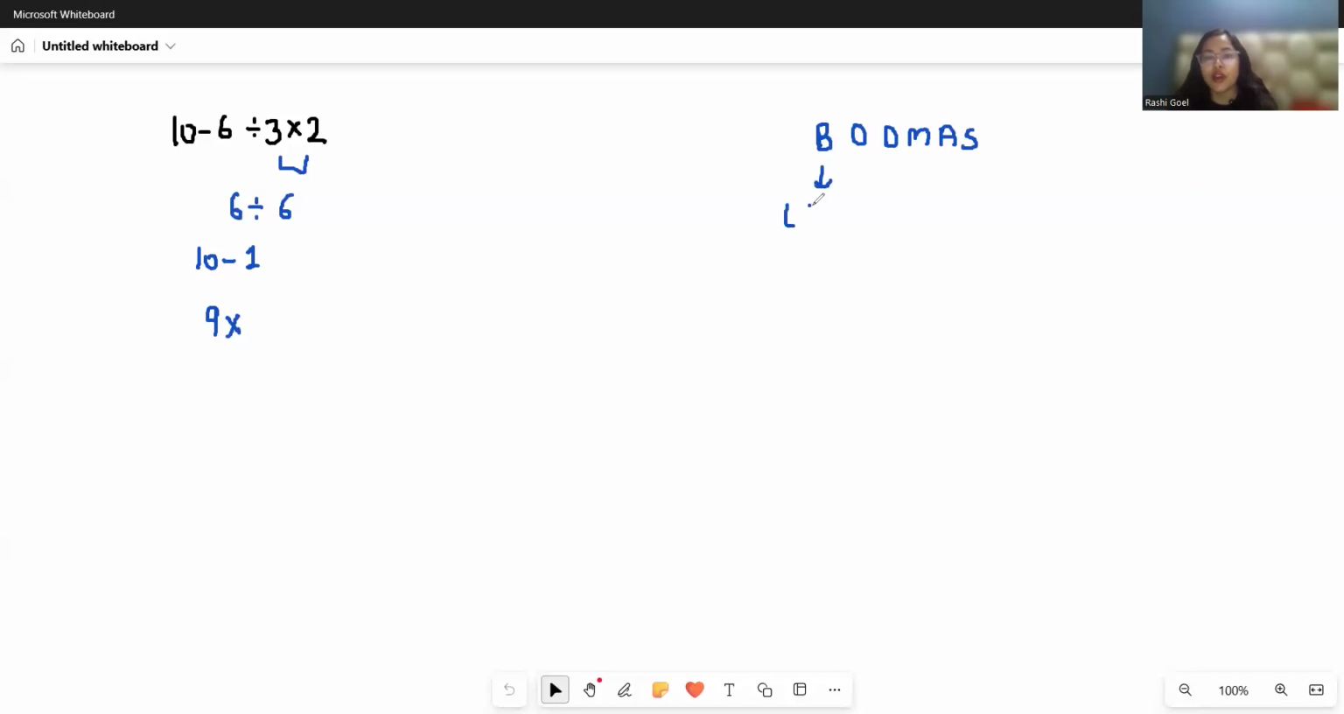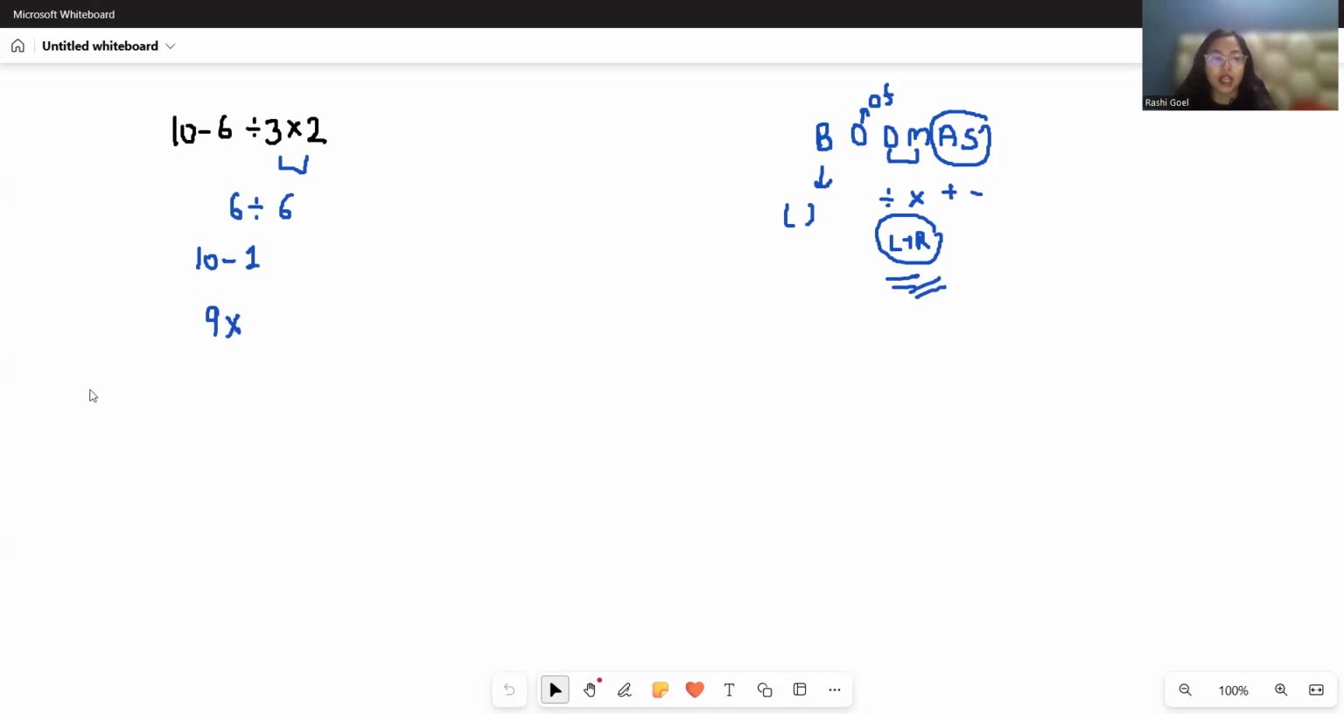As per that, first you have to solve the bracket, then the operation of, then division and multiplication both have the same priority, but you have to solve it from left to right. This is the most important point you have to remember. Always solve from left to right. Similarly, addition and subtraction have the same priority, but don't forget you have to solve it from left to right.